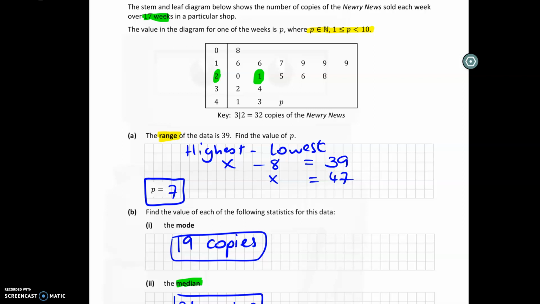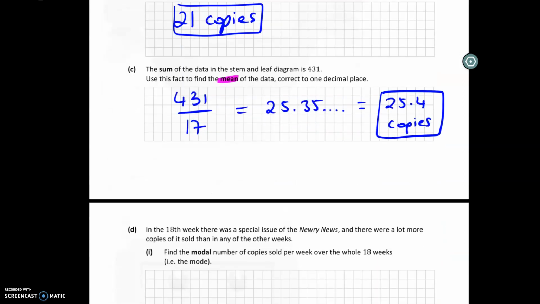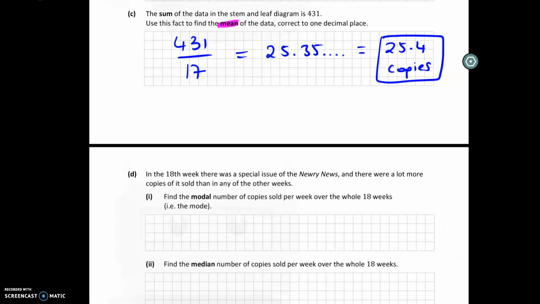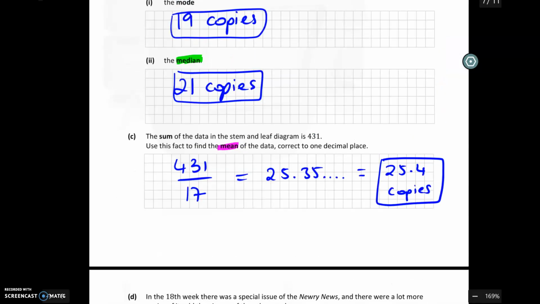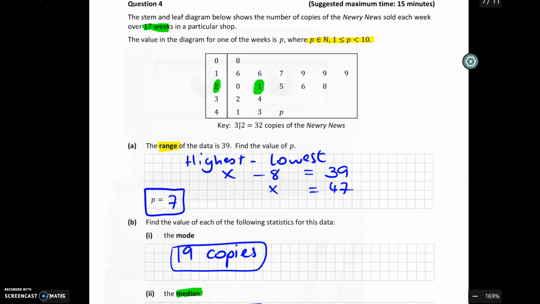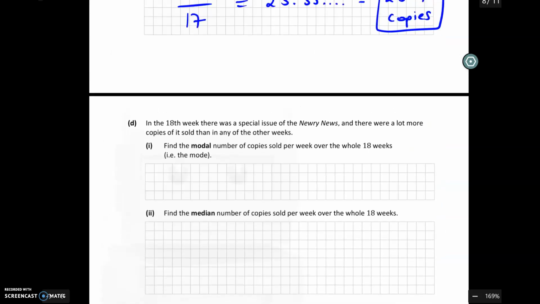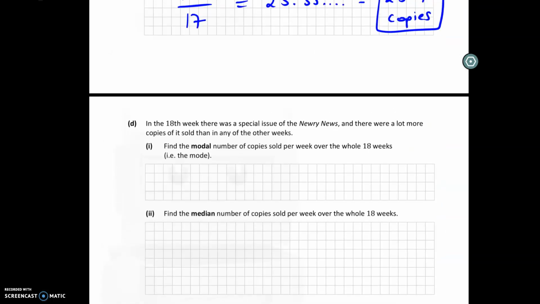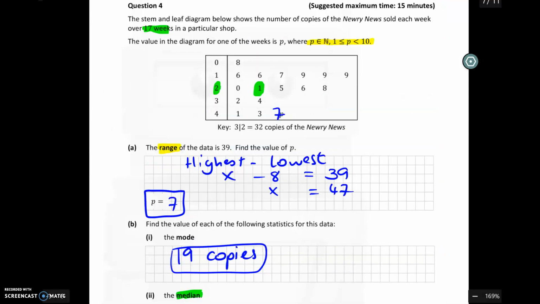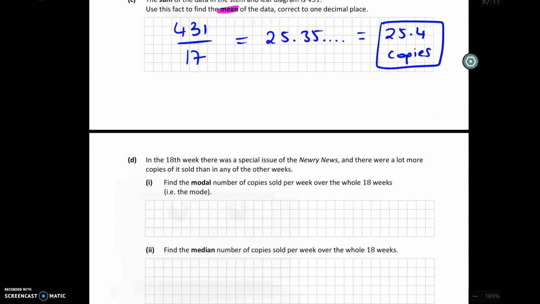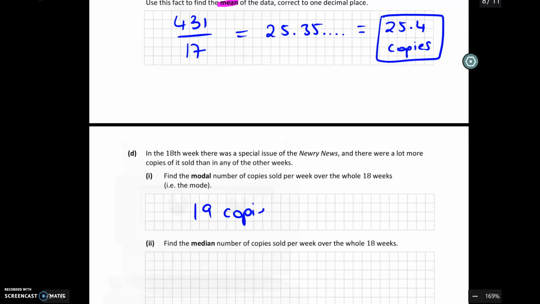So it would have to be 19 copies, wouldn't it? What they're saying here is there were more copies sold than any of the other weeks. So we know that the highest number from up above is 47, because we figured this out earlier. So what they're saying is in the 18th week, there was a higher number, so that number could be 48 or 49 or 50. We don't know, but it's any number higher than 47. So the mode is still the same. The mode is still 19 copies.